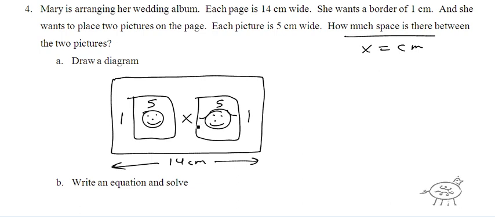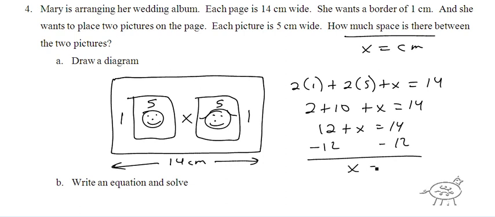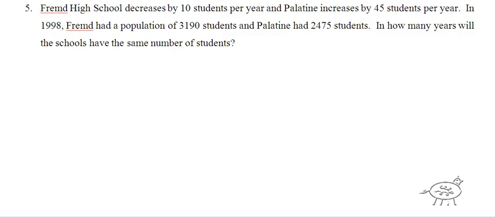That goes an x. So if the whole thing is 14 centimeters, just like we did before, it's 1 plus 5 plus x plus 5 plus 1. I don't care how you write that. You can say there are 2 1s, and there are 2 5s, and there's 1 x, and that's got to equal 14. So we get 2 plus 10 plus x equals 14. So 12 plus x equals 14. Subtract 12, x equals 2. And then of course you are going to say 2 centimeters. All right. Sweet.